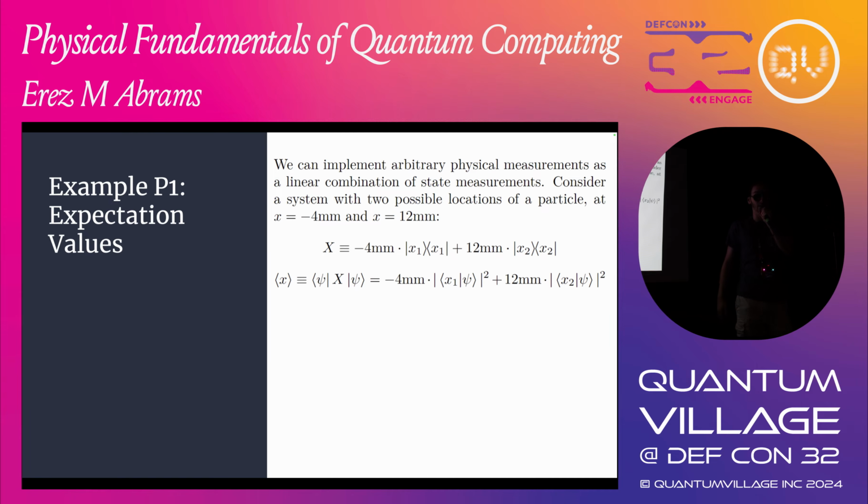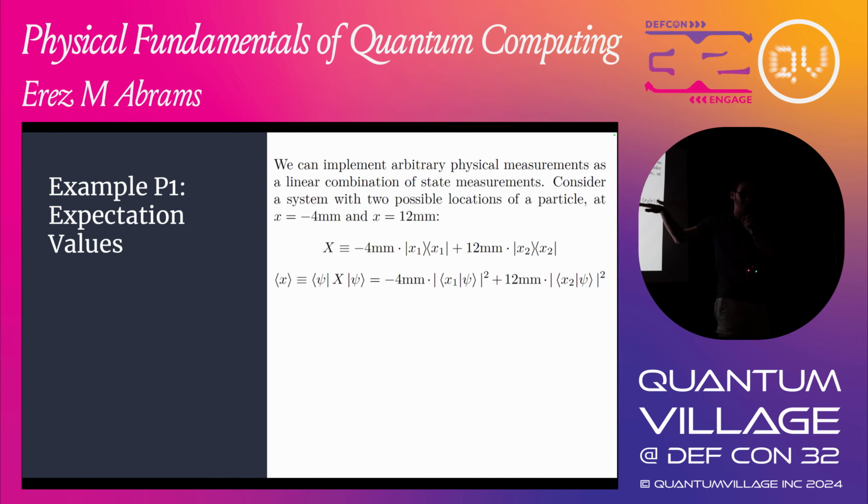So let's say that we have a very simple system. It has two possible locations for a particle, x1 and x2. They're -4 millimeters and 12 millimeters respectively, right? We can define this operator capital X to be minus 4 millimeters times this x1 dyad, which remember is a projection onto x1, plus 12 millimeters times this x2 dyad.